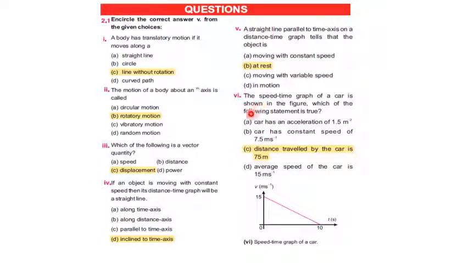Number 6. The speed time graph of a car is shown in the figure. Which of the following statements is true? A. A car has an acceleration of 1.5 meter per meter square. The unit is not correct. B. A car has a constant speed of 7.5 meter per second. The speed is not constant, it is changing continuously, so this is also wrong. C. Distance traveled by the car is 75 meter. This is the correct answer. D. Average speed of the car is 15 meter per second. This is also wrong.